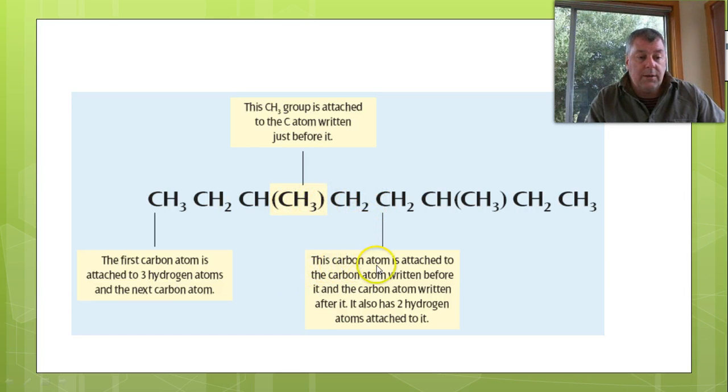This carbon atom is attached to the carbon atom written before it, that one, and the carbon atom written after it. So there's 2 bonds, 1 bond, 1 bond, so that's why it only has 2 hydrogens. Okay, try and picture this as a fully structural formula.